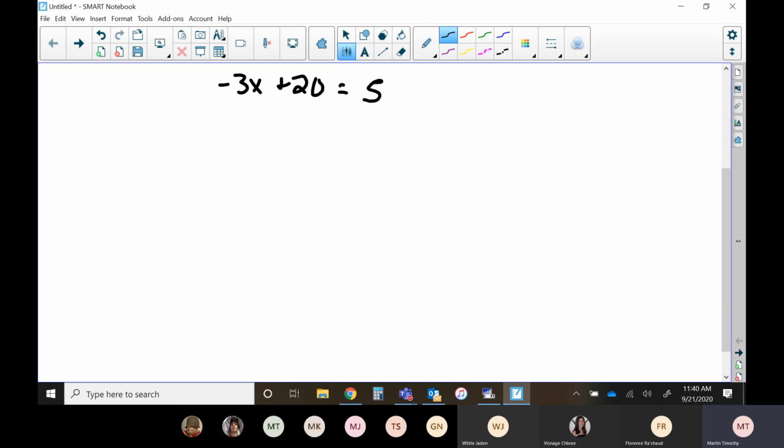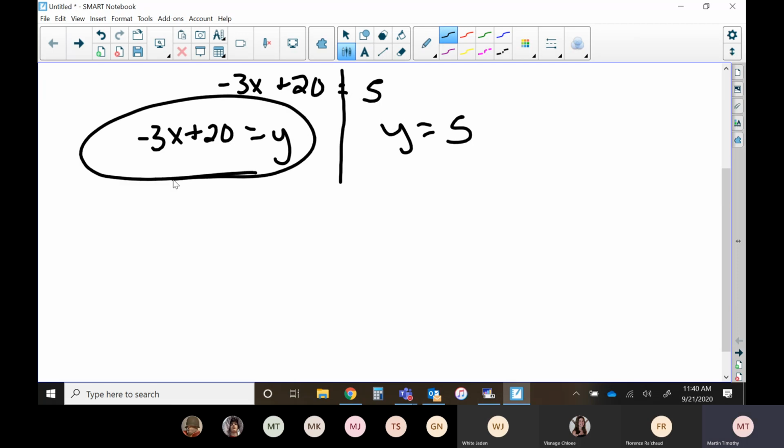All right, so again, remember what I told you to do first is we split them and think of them as their own problem. 3x plus 20 equals y. And then y equals 5. What kind of graph is this going to be? A line. This is still my intercept, so it'd go up 20. This is still my slope, which is -3/1. And I would graph that.